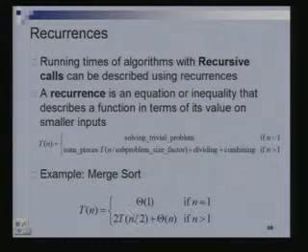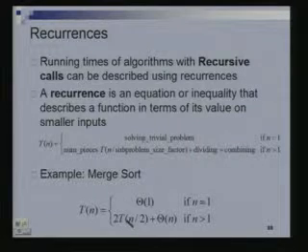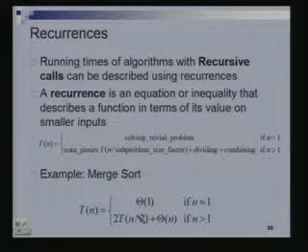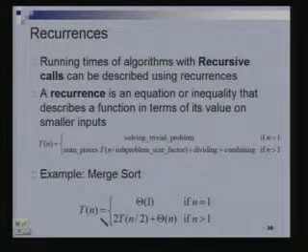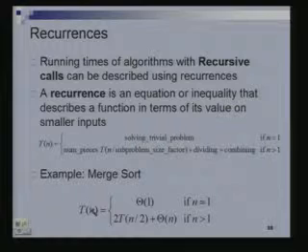So, for instance, for the merge sort problem, we divided the problem into 2 pieces, and each of the pieces was of size n by 2. So, the time required to merge sort n by 2 elements will be t of n by 2, if t of n denotes the time required to merge sort n elements. We are using t of n to denote the time required, or the number of comparisons required, to merge sort n elements. So, then this is the kind of recurrence we get.